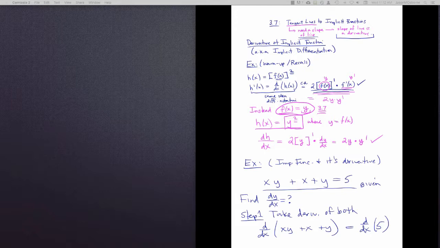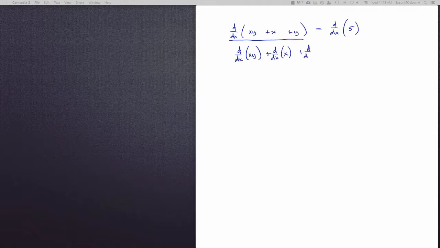Step 1, take the derivative of both sides of the equation. Okay. So that leads us to taking the derivative of xy plus x plus y is equal to the derivative with respect to x of 5. Okay. But remember, properties of the derivative says that if things are added to each other, you can take the derivative of each entry separately. So I can take the derivative of all the entries separately and then add the results together. The derivative of 5 is equal to 0.